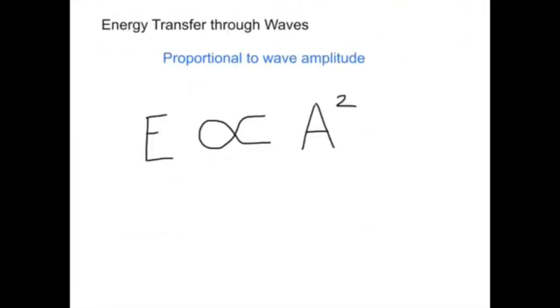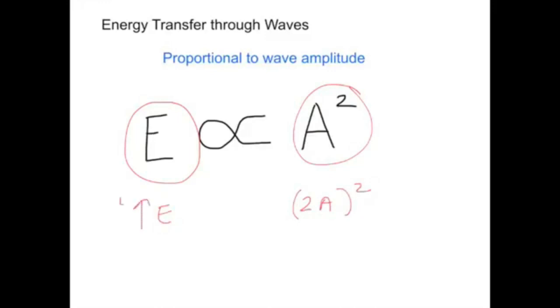In some cases, the motion of waves can also cause energy transfer. When energy is transferred, it is proportional to wave amplitude, or specifically the square of the amplitude of the wave. So in this case, we have energy, which I've written as E, and that's proportional to amplitude squared. So if I were to increase the amplitude, making the wave carry more energy, for instance, if I made this 2A, it would be squared, and the energy would increase by a factor of 4.